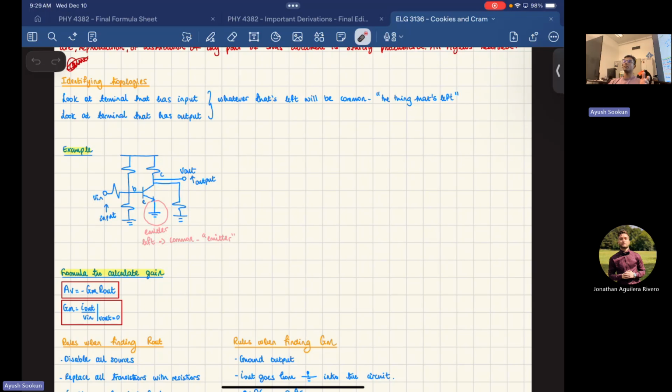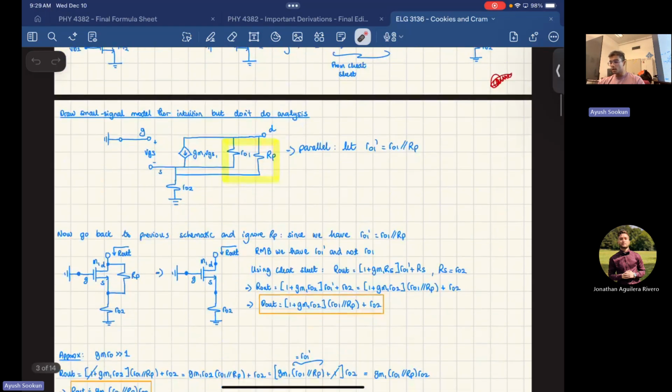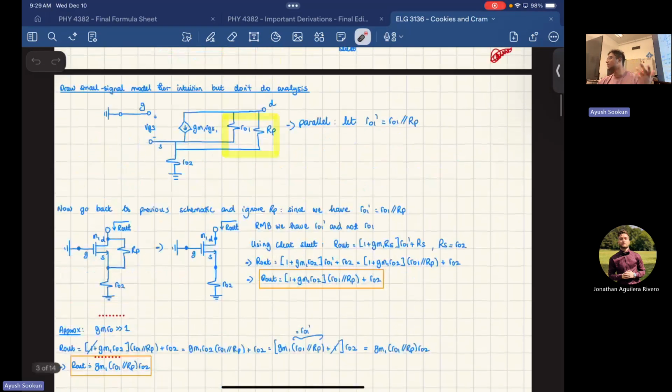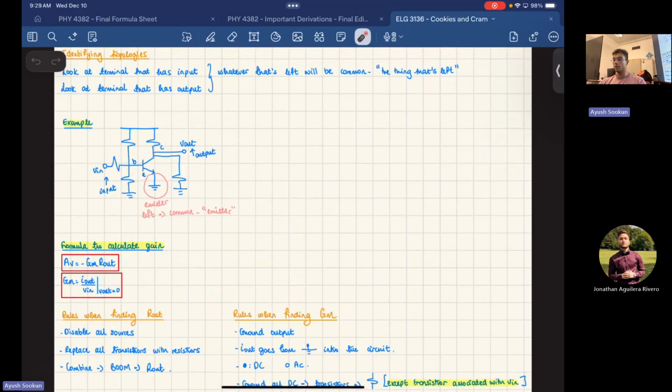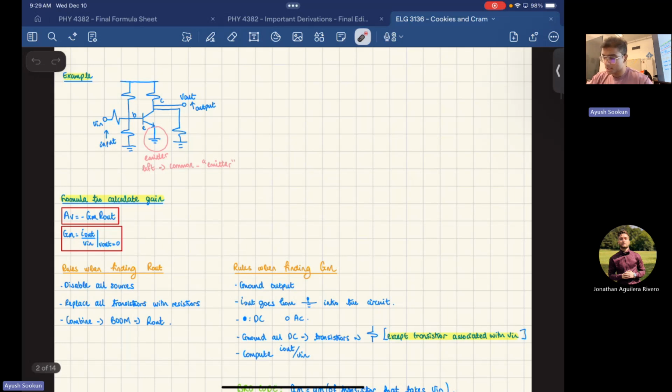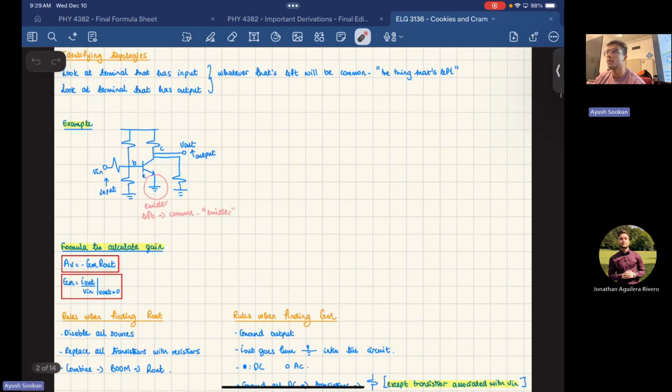For example, if I ask you the gain of a common emitter, if you can tell that it's directly like GM RD or something like that, it's going to save you so much time. Just write that there and then go on with your analysis. This is just a quick word of advice. Just go back to Electronics 1 notes, memorize all of the configurations.